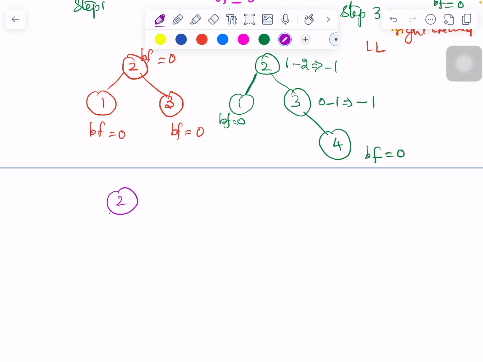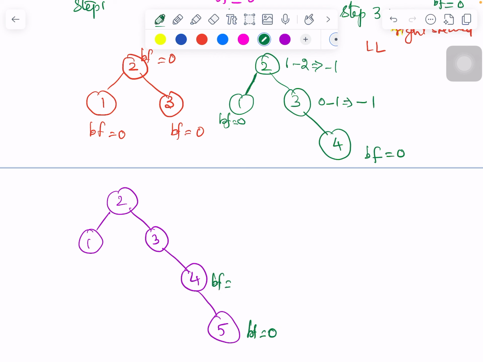So let us insert node 5. So 2, 1, 3, 4, and now 5. Fine. So now when we insert, let us find out the balancing factor. The balancing factor is going to be 0 for node 5. Balancing factor for 4 is 0 minus 1, so it is minus 1. For node 3, 0 minus the height of this node 3, which is 2, so it is minus 2. For node 1, it is 0. For node 2, the height of left is 1, the height of right is 3, so it's equal to minus 2.